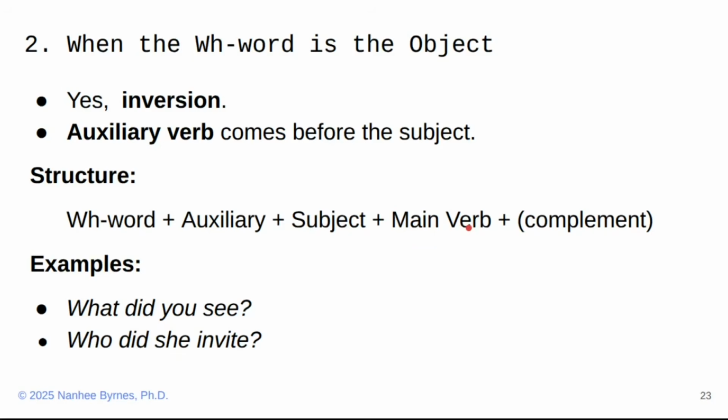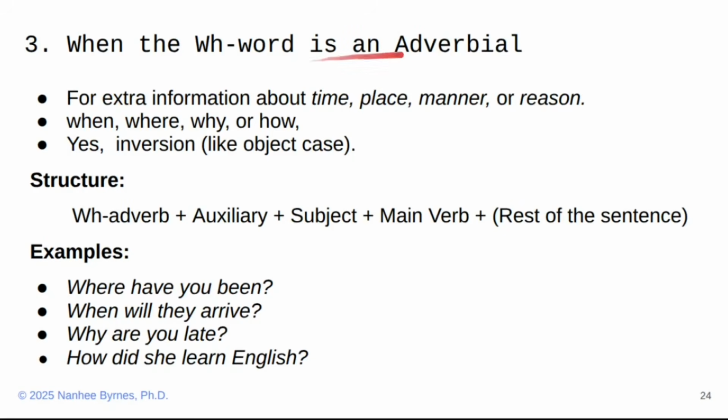Then we have WH words that act as adverbials. Sometimes the WH word doesn't refer to a person or a thing, but gives extra information about time, place, reason, or manner. In that case, we also use inversion, just like with objects. For example, where have you been? When will they arrive? Why are you late? How did she learn English? In each case, the WH word comes first, followed by the auxiliary verb, the subject, and then the main verb.